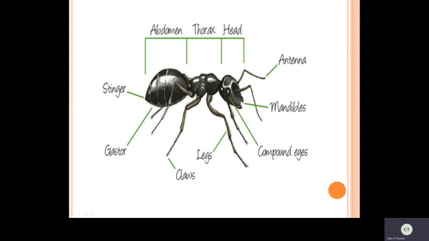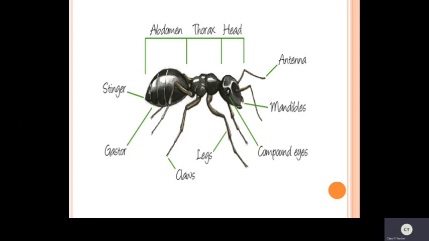Yes, abdomen, thorax, and this head region. Have you seen these 6 legs? Yes, these are the 6 legs. They'll be having some stingers here. Yes. Mandibles. Have you seen the sharp edges? Mandibles. With the help of these only, they will cut the food into different small pieces.